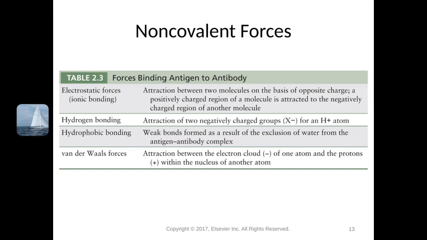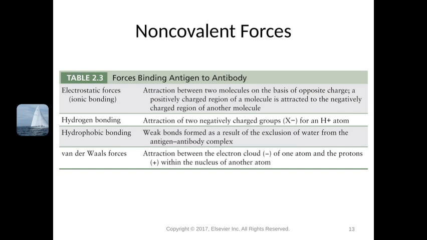We can see hydrophobic bonding, where we have some weak bonds that will arise because they'll exclude water from that complex. And then your van der Waals forces, and I know you've heard this before, where we have the electron cloud of one atom and the protons of another atom, and they become attracted to one another.